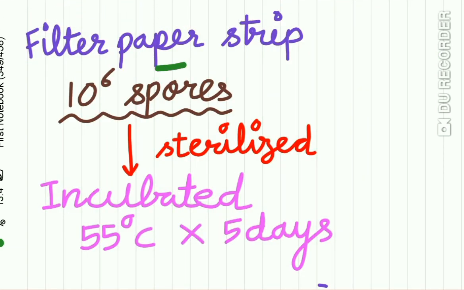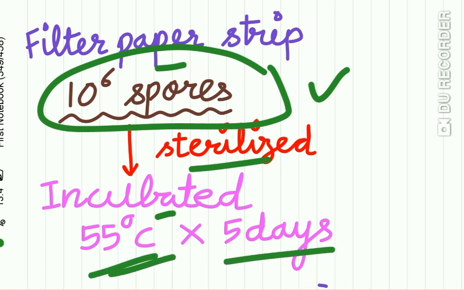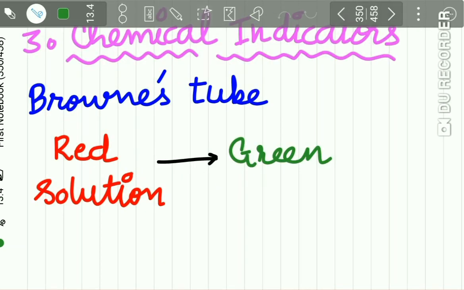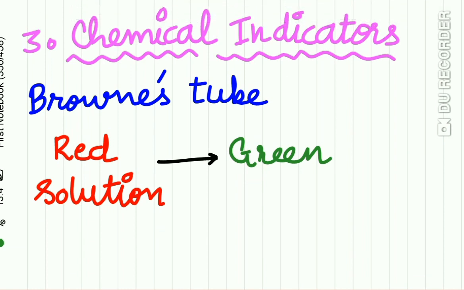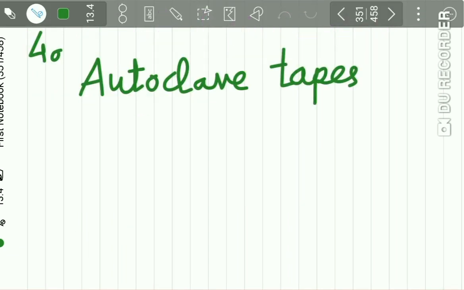Now, a filter paper strip containing 10 to the power 6 spores of Bacillus stearothermophilus is placed inside the autoclave. After sterilization, these strips are incubated for 5 days at a temperature of 55 degrees Celsius. If the sterilization process is proper, you will see nothing on incubation. The third method is the chemical indicator method, which uses Browne's tube in which the red solution turns green on complete sterilization. And the fourth method is autoclave tapes.